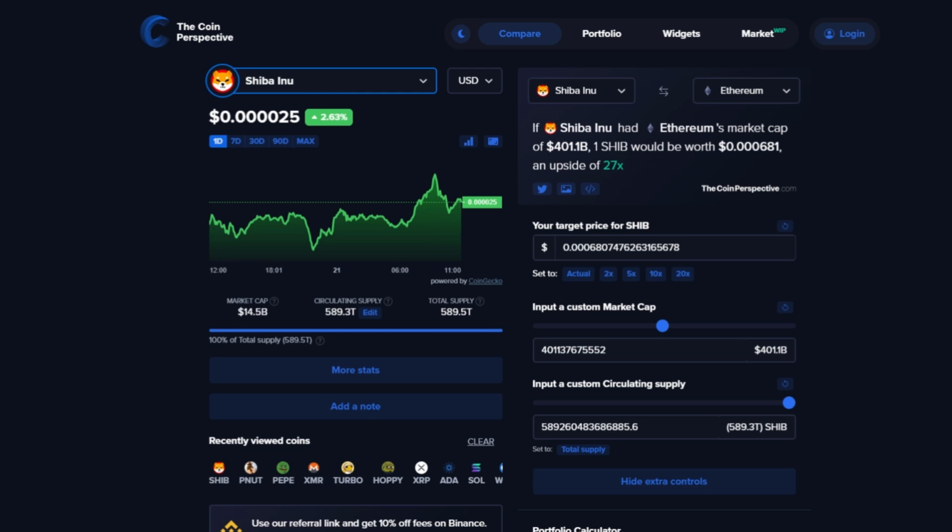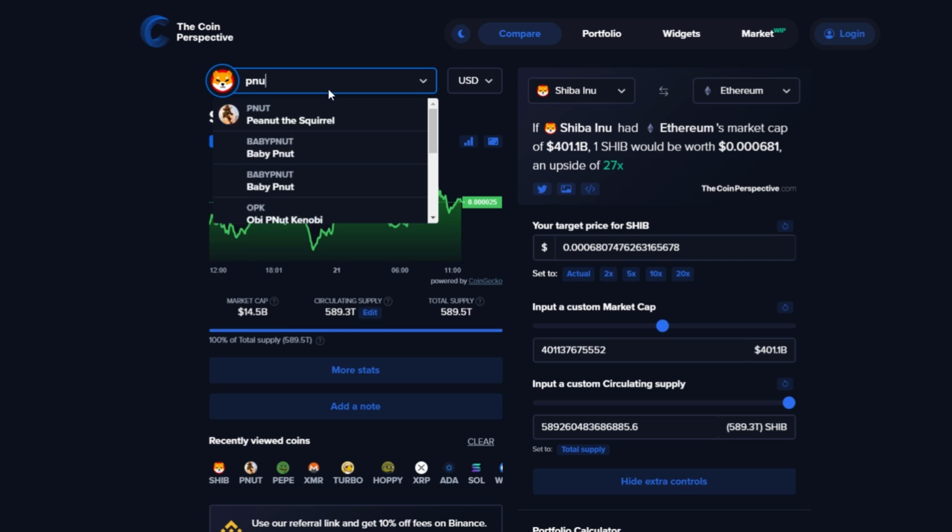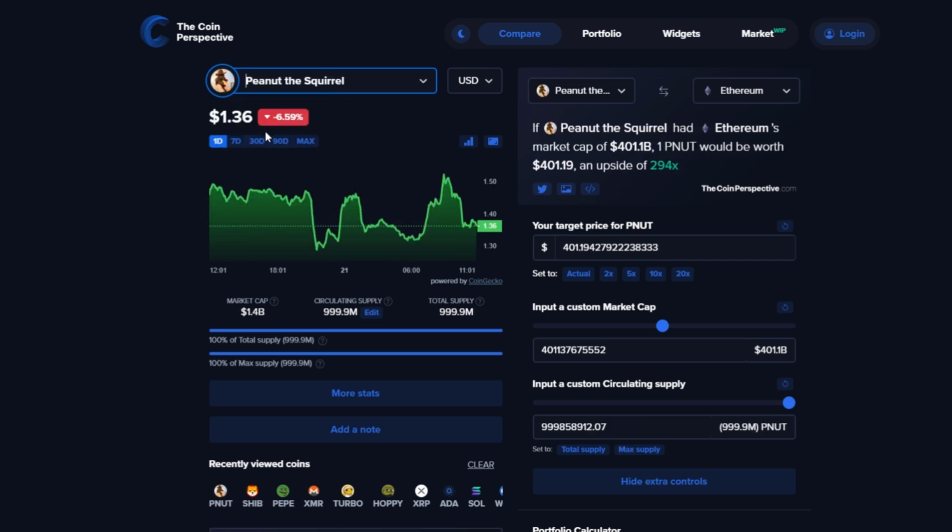SHIB is at a $14.5 billion market cap. Peanut is $1.36 a coin. You may say, oh, Peanut is really expensive, it's more expensive than Shiba Inu. But is it? No, it's not, because the market cap is a lot lower. Can Peanut do a 20x from here? Absolutely. Whereas in the best of best possibilities, Shiba Inu can make maybe a $150 to $200 billion market cap. That's still only a 16x.